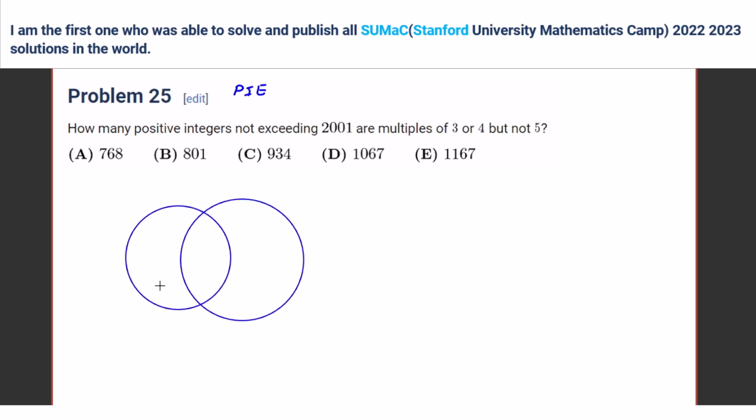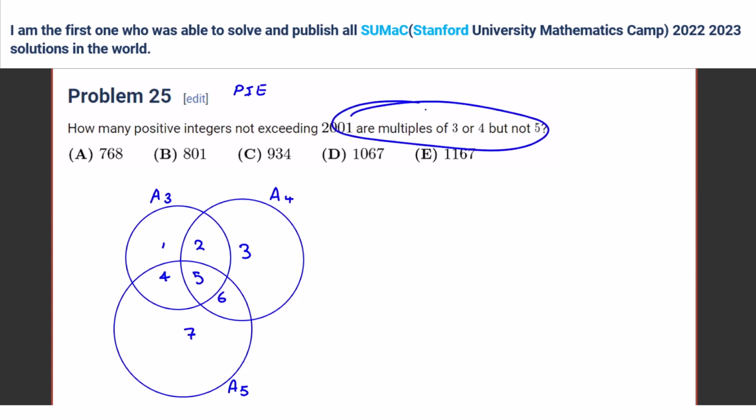So let's draw a Venn diagram. Suppose A3 are multiples of 3, A4 are multiples of 4, A5 multiples of 5. Let me show them with numbers 3, 4, 5, 6, 7. Can you tell me which regions this means here? So, this means like 2, but not 5. Yes, 2 is good. What else?